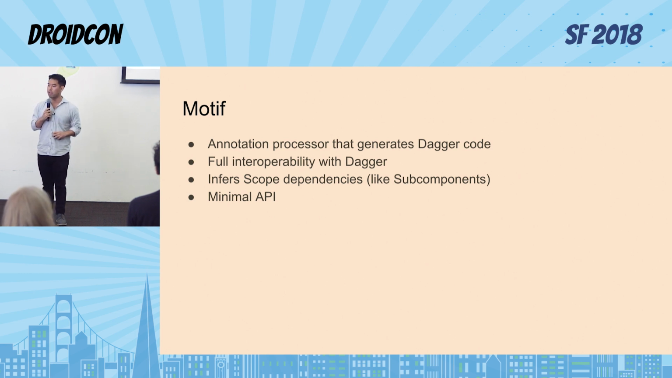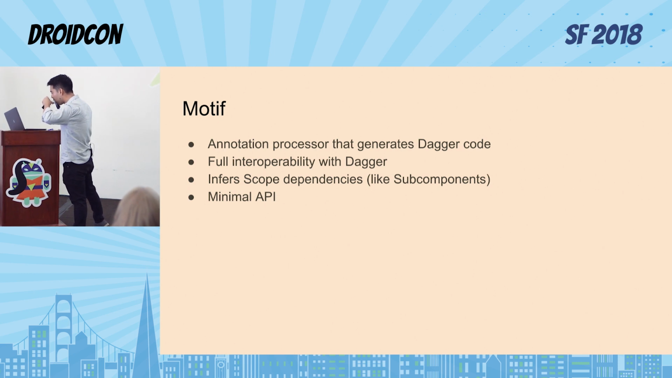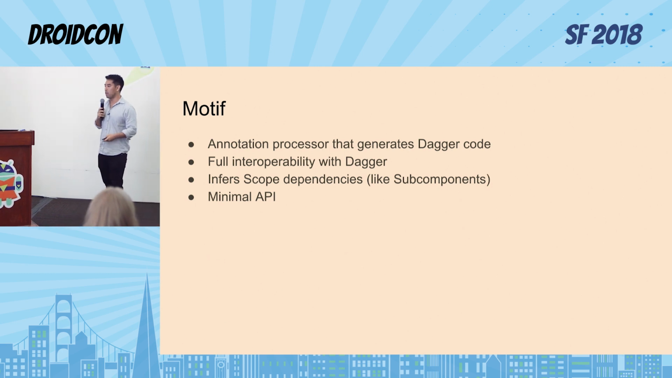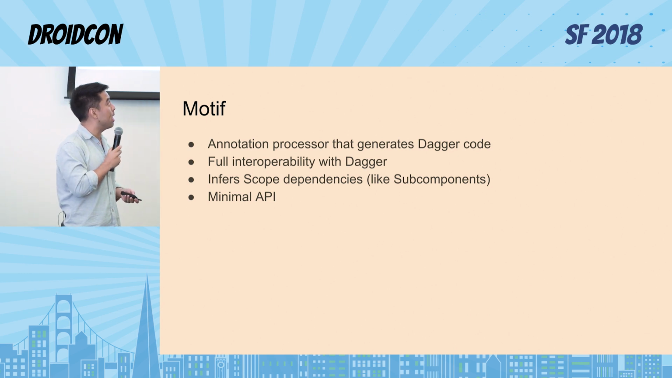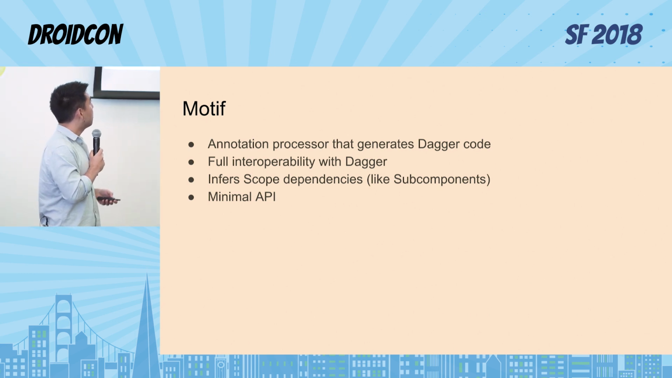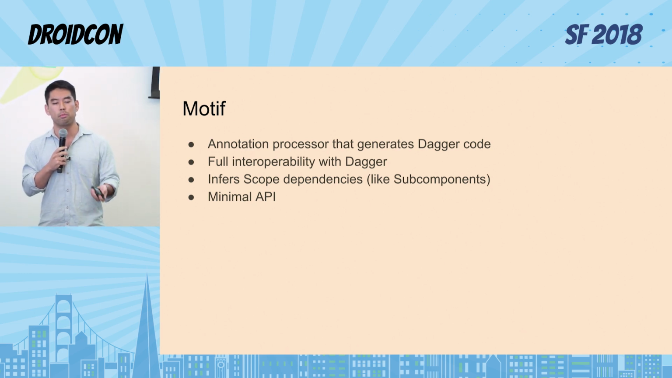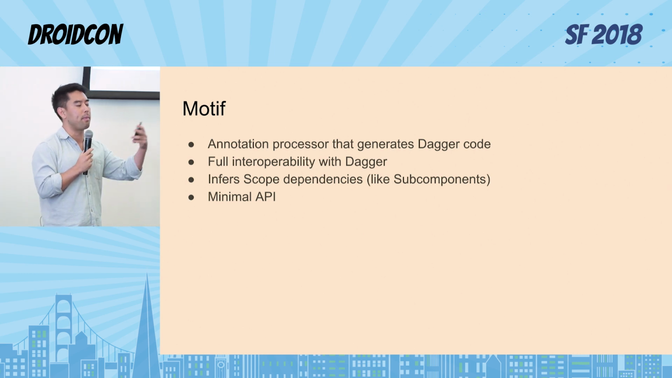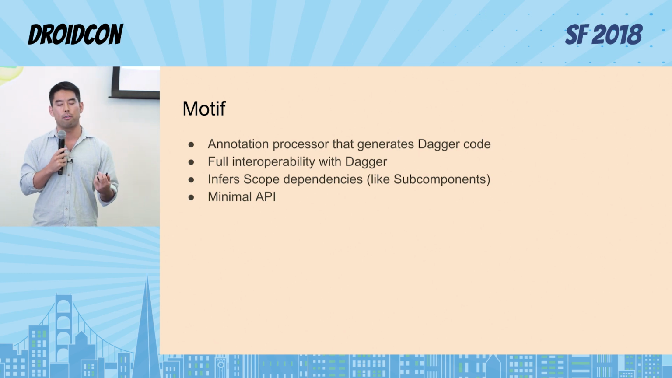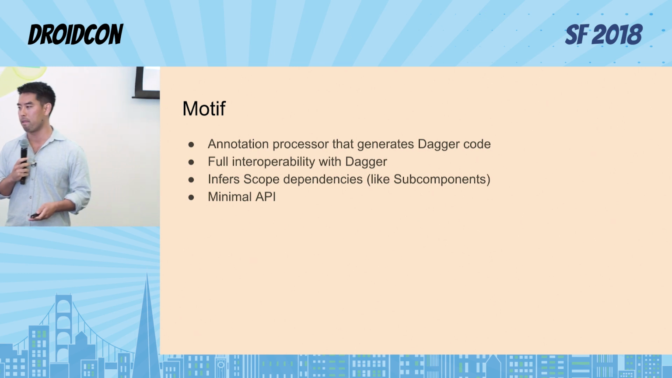But first, I'll just point out a couple other things about Motif. The second point is that it offers full interoperability with Dagger. So we'll take a look at exactly what we mean by that in a little bit. And also, Motif infers scope dependencies. So just like subcomponents would in the Dagger world, if you define a scope that needs dependencies from the parent, Motif will actually be able to infer that without you having to explicitly define it. So very much like subcomponents in the Dagger world.